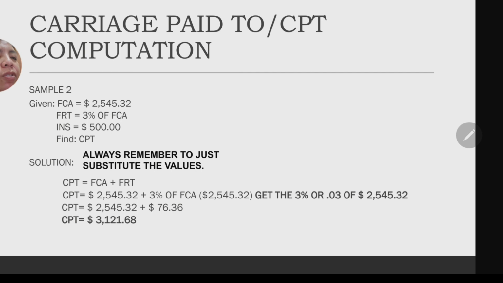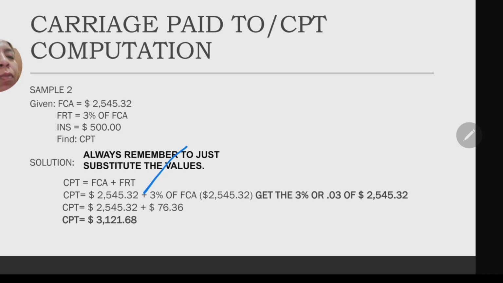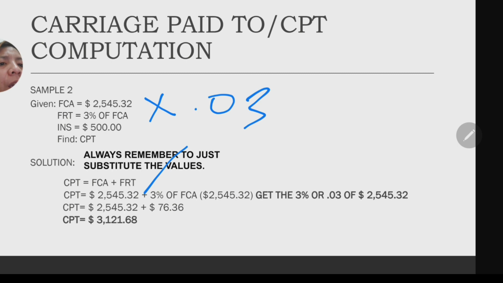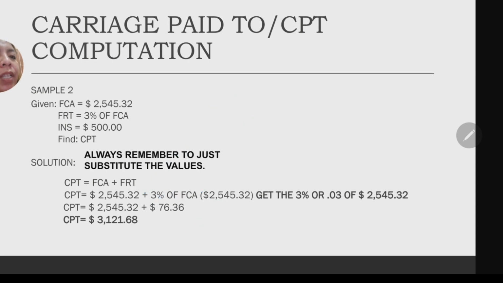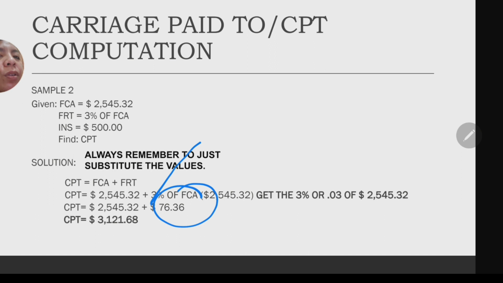So you just need to substitute the value, so that will be 2,545.32 US dollars. The freight is based on the FCA, so you just multiply your FCA by 0.03, or 3%, to get the value of your freight, which is 76.36. Now that you already have the value of your freight, you just need to add 2,545.32 plus your freight value, which is 76.36.